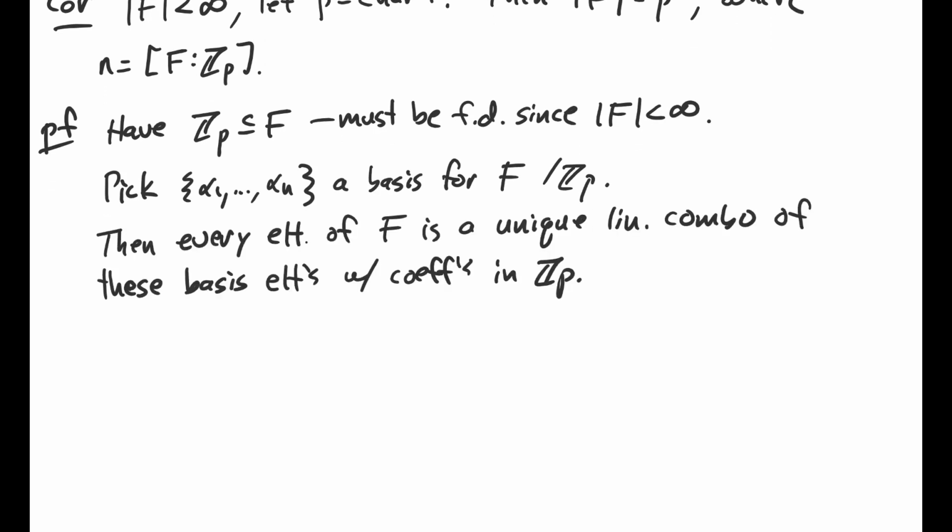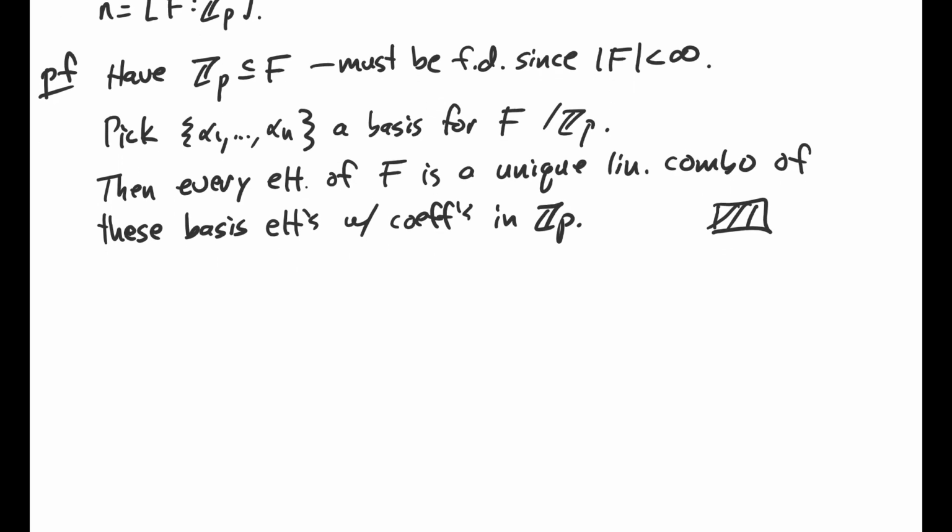Well, equivalent to the definition of a basis, that means every element in our field is a unique linear combination of these alphas, where the coefficients can be in Z mod p. So every choice of coefficients gives us an element of F, and it gives it to us in one way. So you just have to count how many combinations you get here. But you have p choices in front of each alpha, so you end up with p to the n elements in your field. And that's the end of the proof.